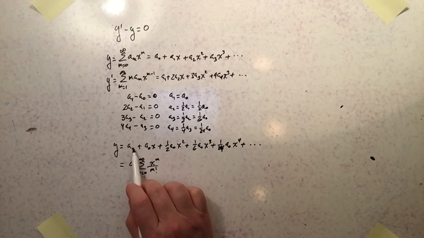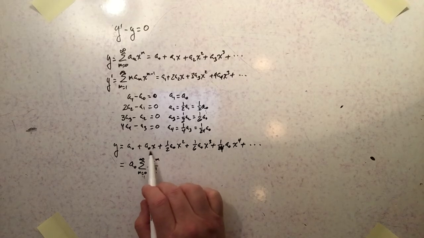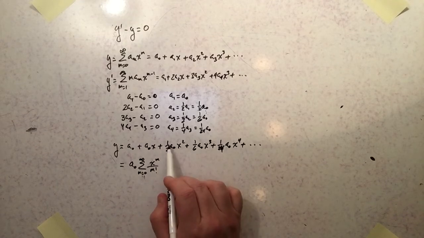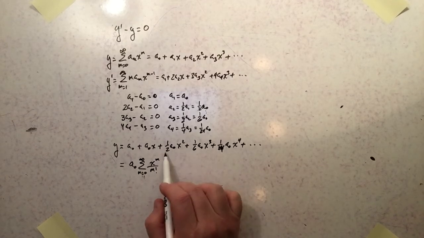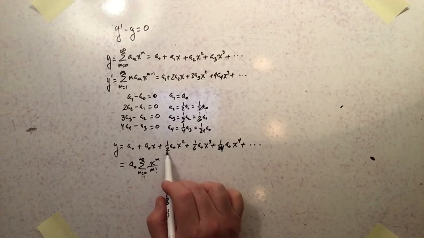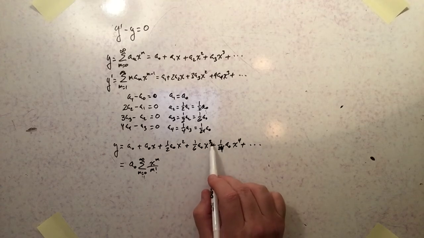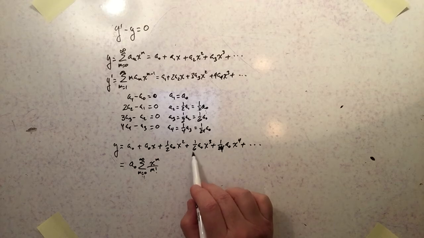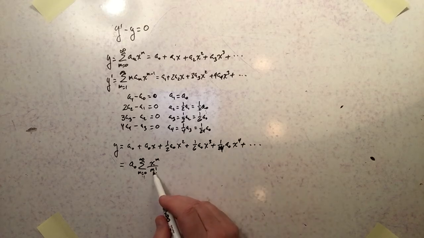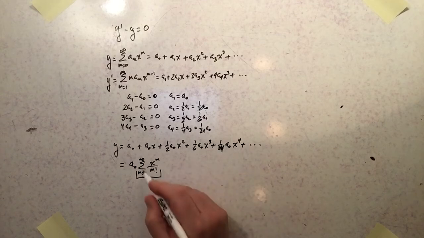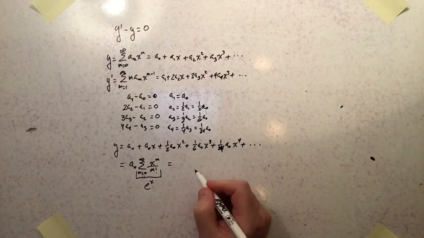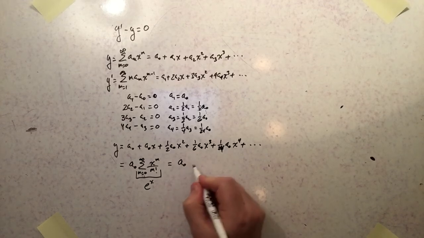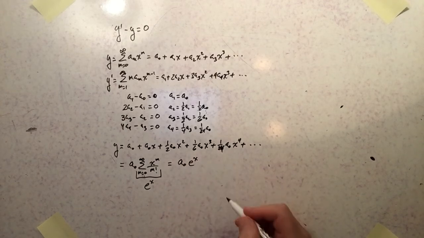X to the 0 is 1. This one's x to the 1 divided by its factorial, 1. This is x squared divided by its factorial, 2 factorial. X cubed divided by its factorial, 3 factorial, and on and on. And the good news is this portion of it right here, that's a Maclaurin series. That's the Maclaurin series for e to the x. So that means our solution is a0 e to the x.